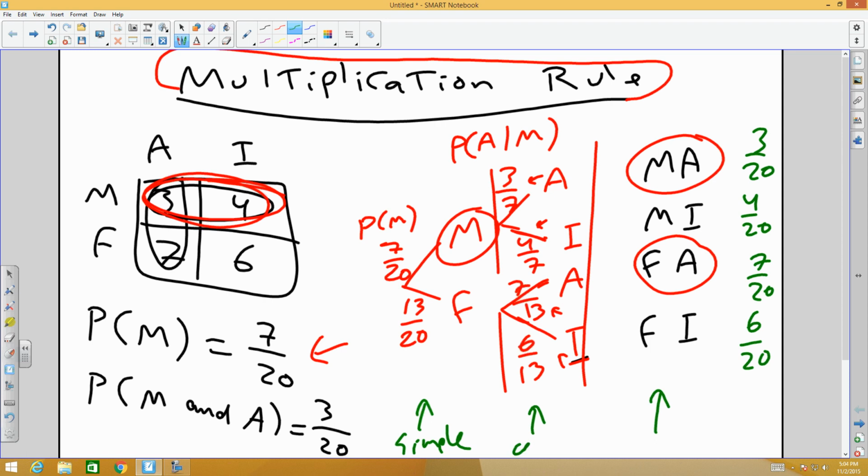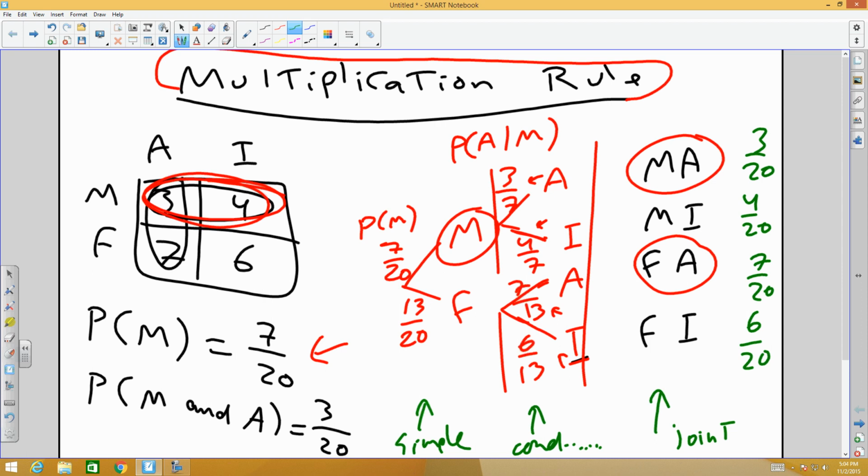Okay, this is conditional. Maybe if I have more stages, all of them will be conditional, but the last one will be the joint probability, which is the AND probability. This is the structure for a tree diagram, always like that. Any tree diagram is like that. Start simple, after that conditional, finally you have the joint or the AND probability.